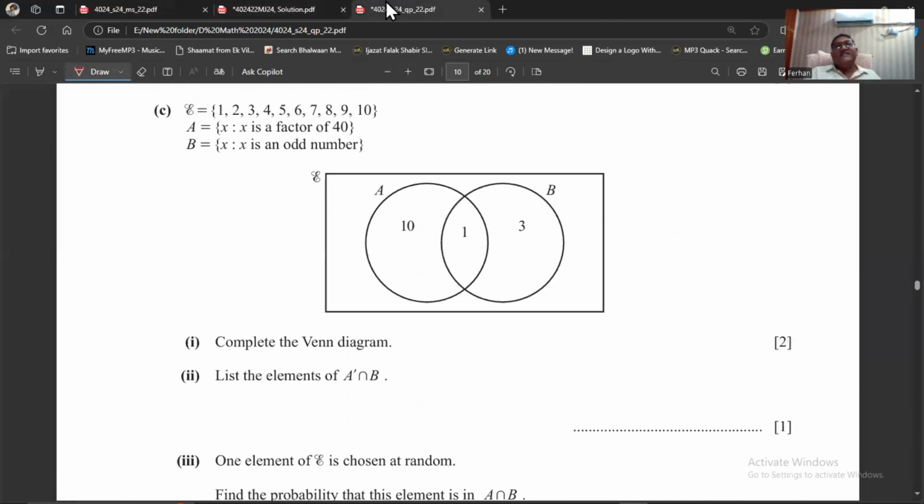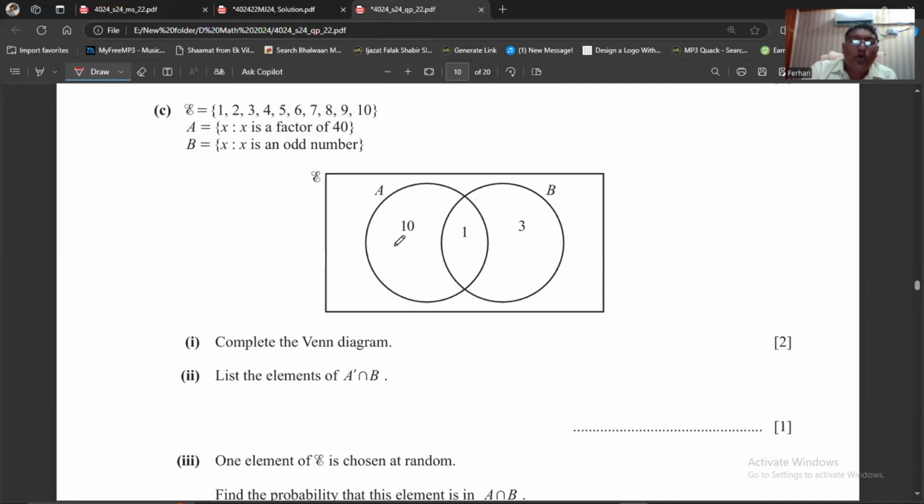Okay, so sir, question number 6, it's C part. He says a universal set is given, which is 1, 2, 3, 4, 5, 6, 7, 8, 9, and 10. The set A is x such that x is a factor of 40. The factors of 40 from this list are 1, 2, 4, 5, 8, and 10. And then he says B is x such that x is an odd number. The odd numbers in the universal set are 1, 3, 5, 7, and 9. So we have to complete the Venn diagram. The numbers which are present both in A and B will be written here.